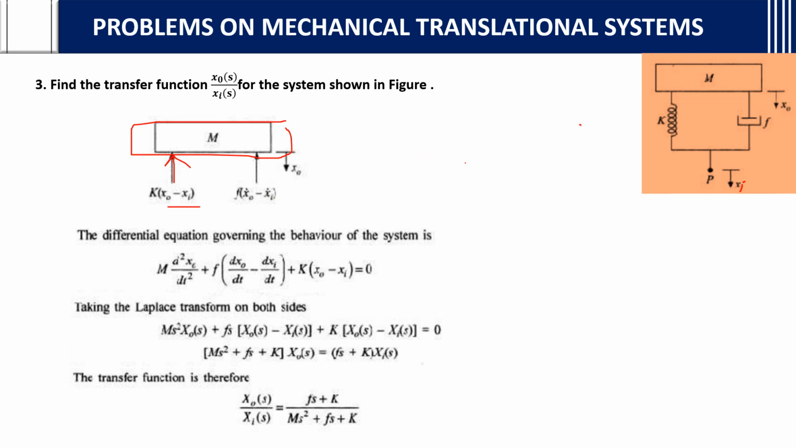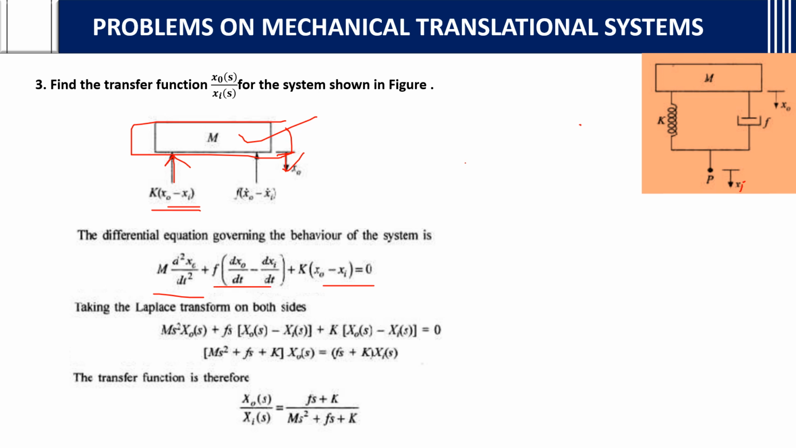After writing, what will we do? We will write a differential equation. How will we write the differential equation? What are the forces applied to that mass element? First one is m into d square x0 by dt square, because the displacement with respect to m is x0, so x0 only we will consider. Then f into d(x0 minus xi) by dt plus k into (x0 minus xi), that is equal to 0.